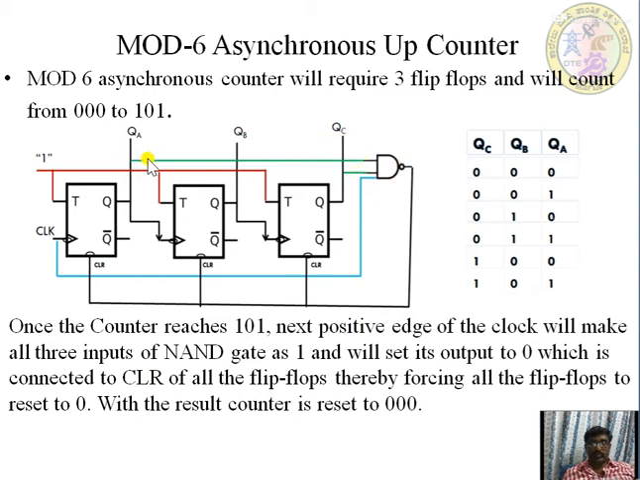See here, QA is 1, QB is 0, and the clock is connected as well. QB is not connected. For 1 0 1, only QA and QC are connected along with the clock to the NAND gate. As soon as the output goes to 0, the counter once again starts from 0 0 0. So QA is 1 and QC is 1, only these two are connected along with the clock.